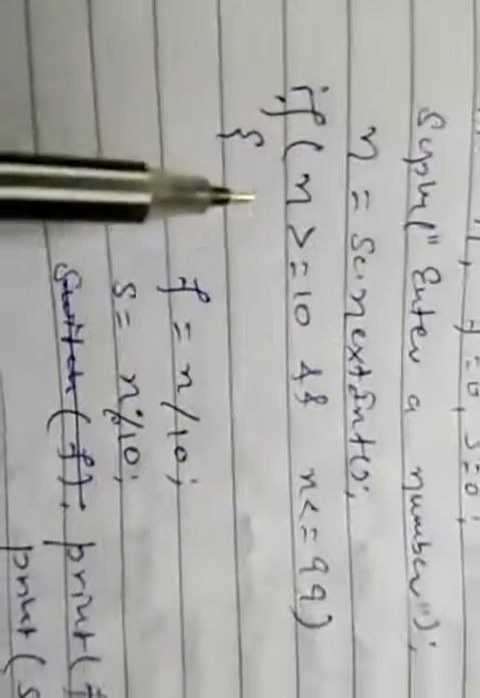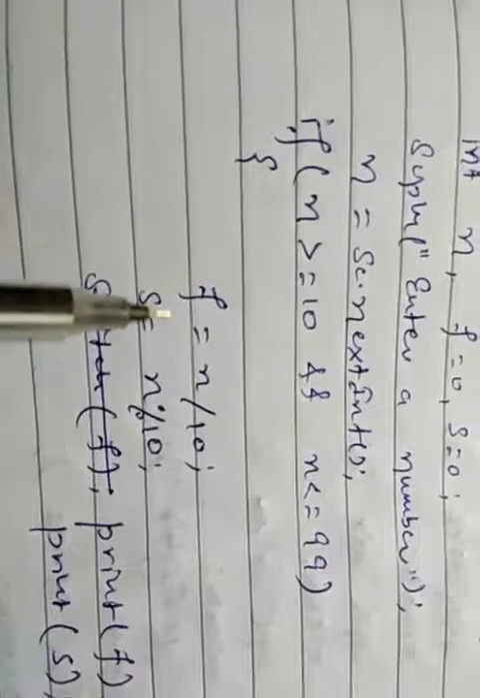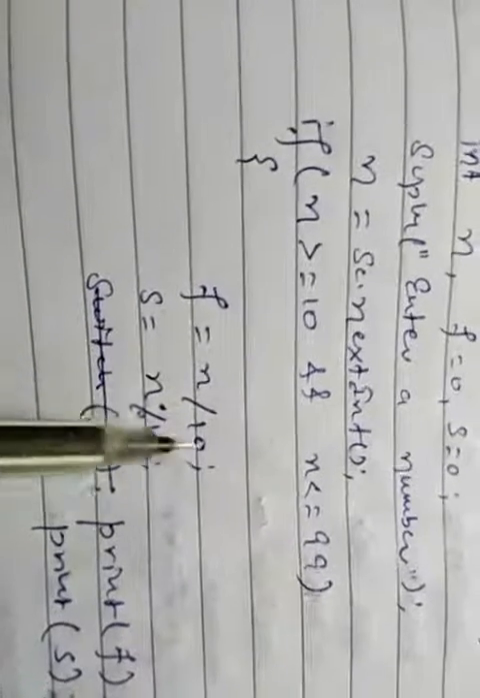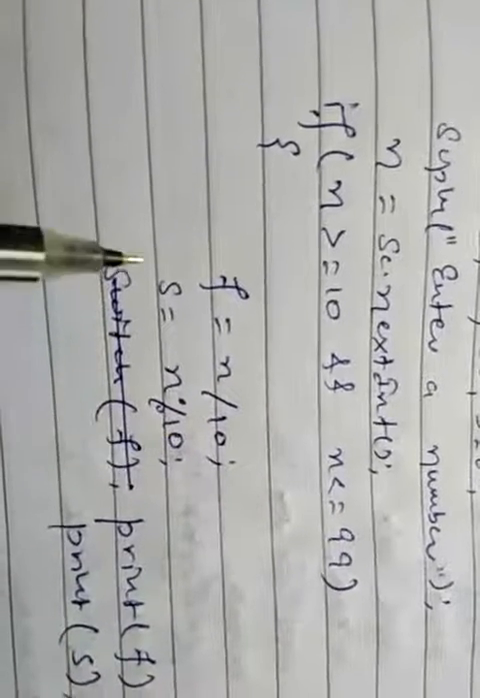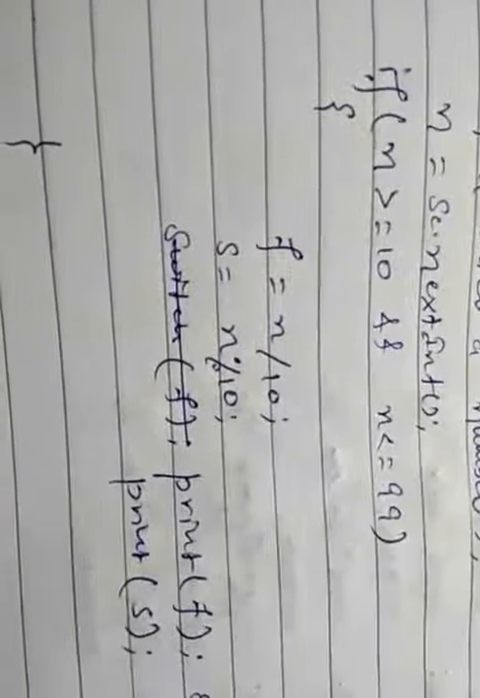Now we are checking the condition. If the value of n is greater than or equal to 10 and less than or equal to 99, then this is valid. First we extract the first digit by dividing by 10, and the modulus of 10 will give the second digit. And here we just call a function print. In the print function we are passing our first and second digit, and before that there is one space.